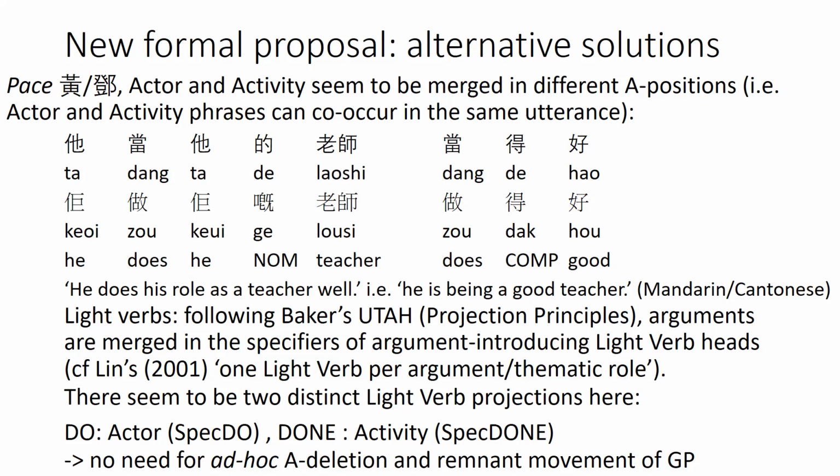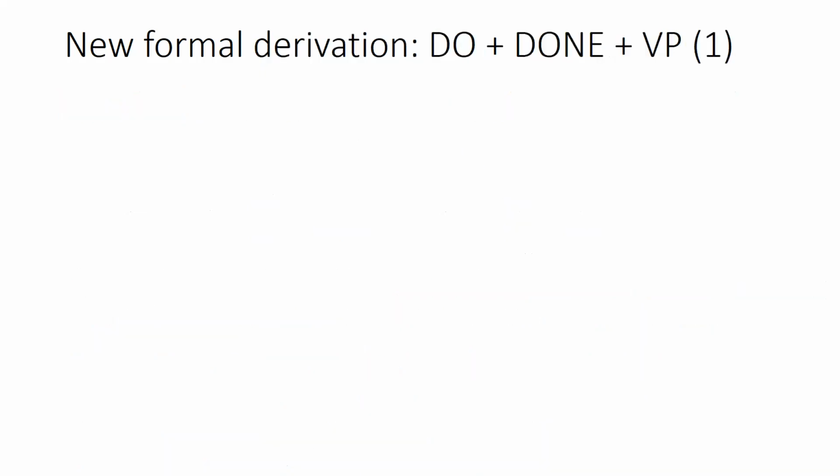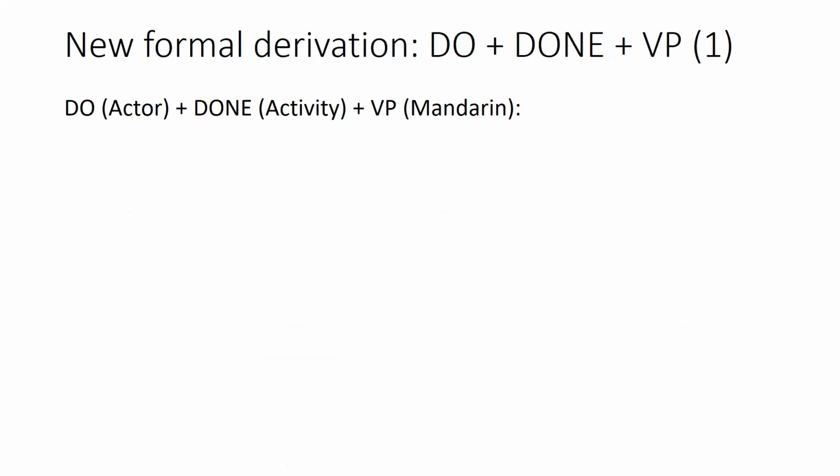All right, so bearing all of this in mind, I believe that there may be evidence to support more structure here, and there are two distinct A positions introducing the actor and the activity respectively. If we adopt this analysis, the derivation becomes quite different. So we now establish there is do and done, introducing the actor and the activity nominal for the verb phrase respectively.